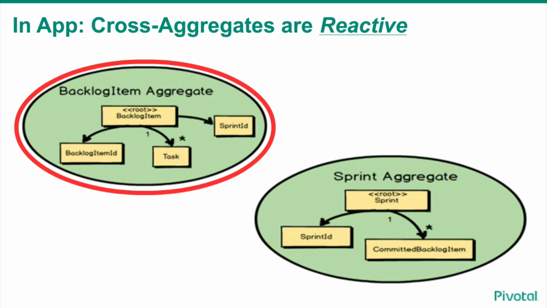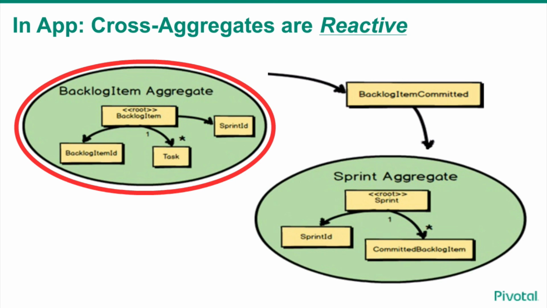So when there are cross-aggregate dependencies, such as when a backlog item is committed to a sprint, we need to use reactive programming to bring the sprint aggregate into harmony with the backlog item aggregate, but this will occur in a separate transaction. How is this done? When the backlog item aggregate publishes the backlog item committed domain event, then the sprint will react to that domain event in a separate transaction.